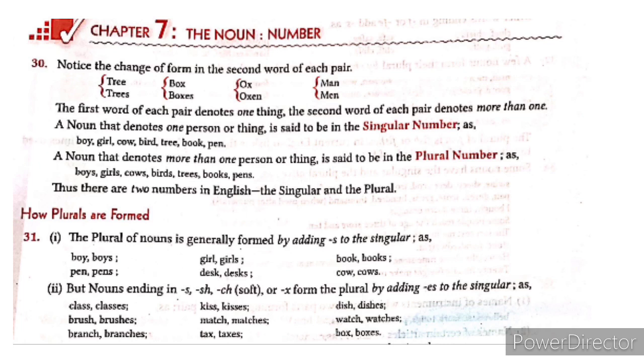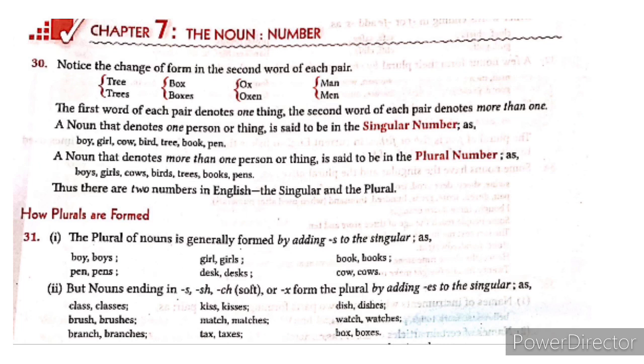If a noun denotes more than one person or thing, it is said to be a plural noun or plural number, because it is showing more than one. Understood? So, the noun which denotes one person or one thing is your singular noun, and if a noun denotes more than one person or one thing, it is your plural noun. Understood? For example, boy, boys, girl, girls.